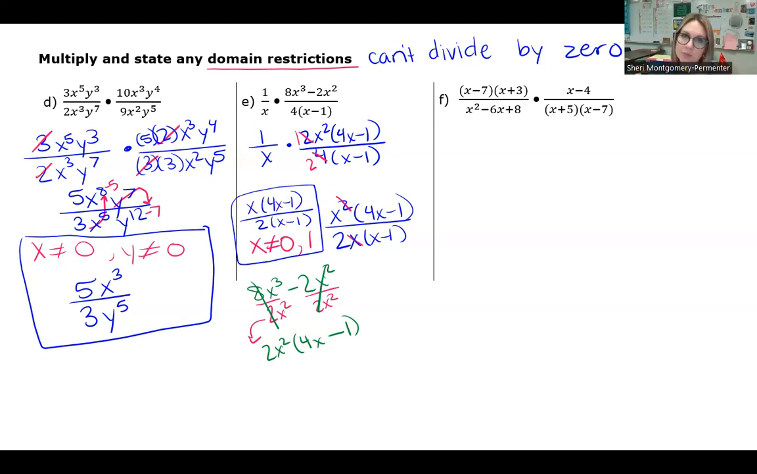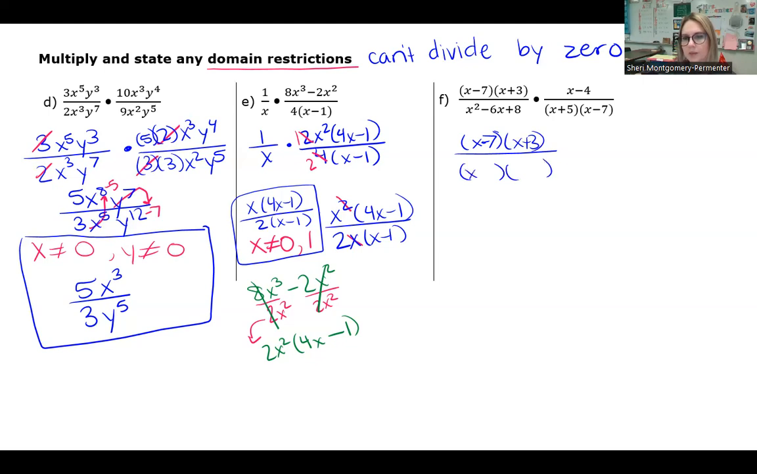Again, some of you may need scratch paper because some of these take up room. For example, f, is it fully factored? Nope, because it looks like that denominator can be factored. Most everything's factored, but it's not fully factored. So I still have to factor that denominator.